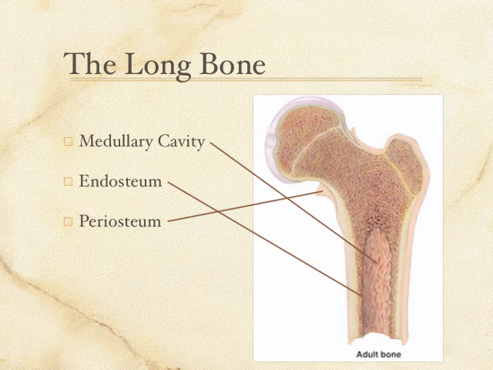Peri is a little prefix that means around, so periosteum literally means around the bone. And specifically here we're talking about around the outside surface of the bone. The periosteum forms the actual surface of the bone.